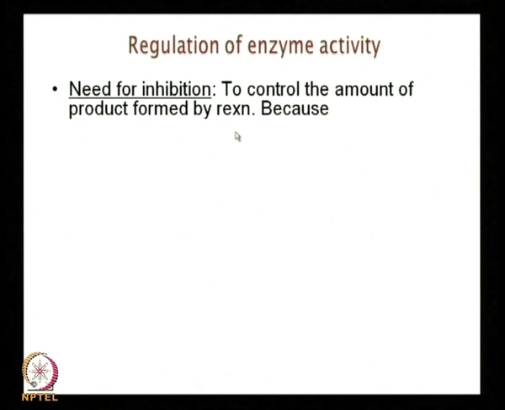trace quantities, and they are specific, right? So the enzymes by definition are specific. So because of specificity and because of the fact that they are used typically in very minute quantities, regulation is important. And I'll list for you the reasons for regulation. So first, the need for inhibition is to control the amount of product formed by the reaction. Okay, so that's the first need for inhibition, to control the amount of product formed by the reaction.